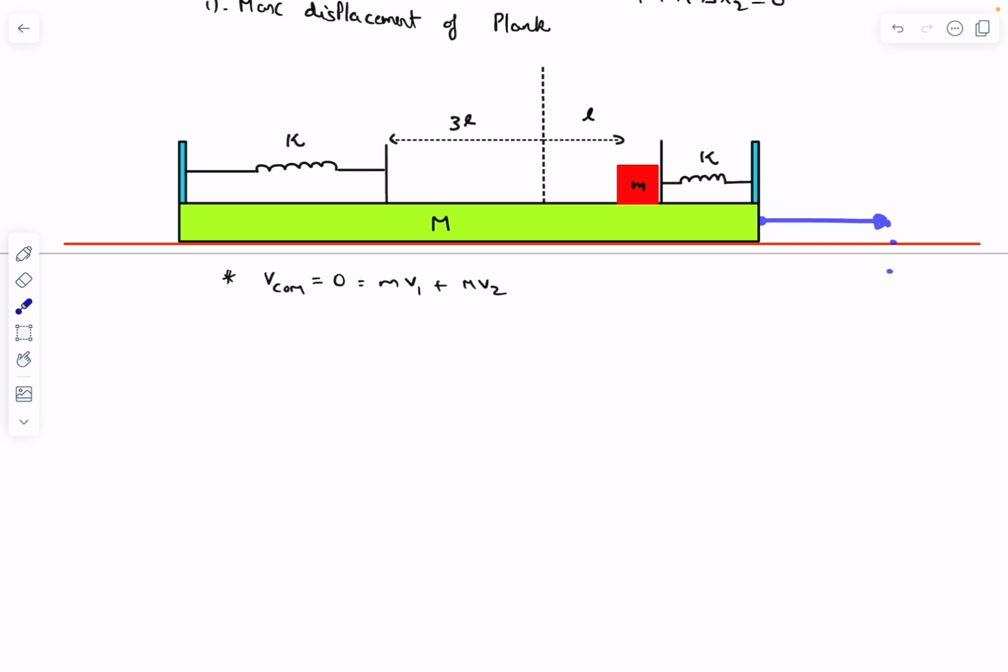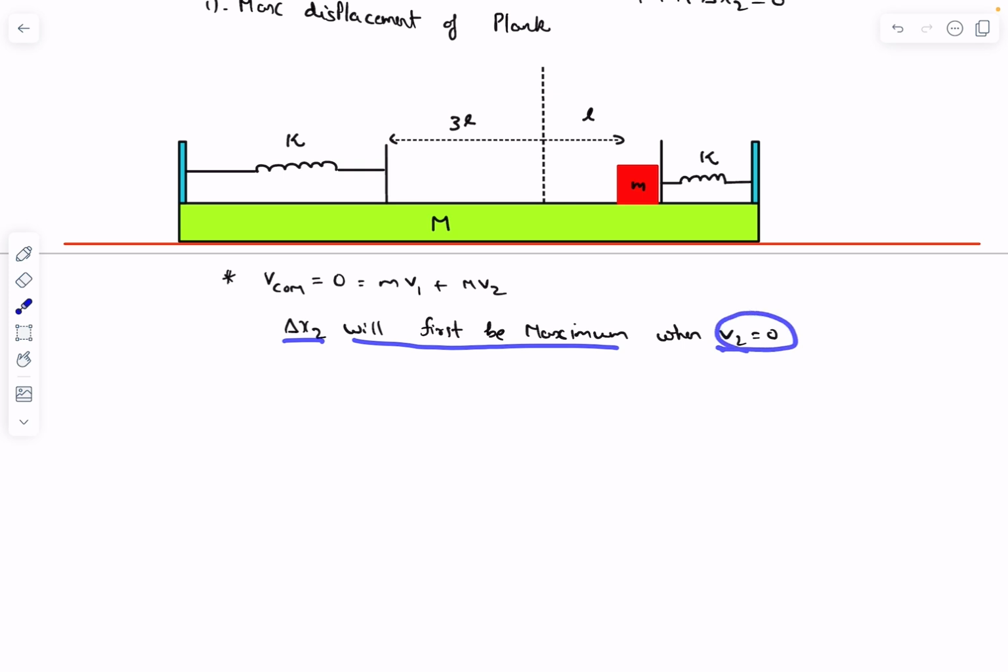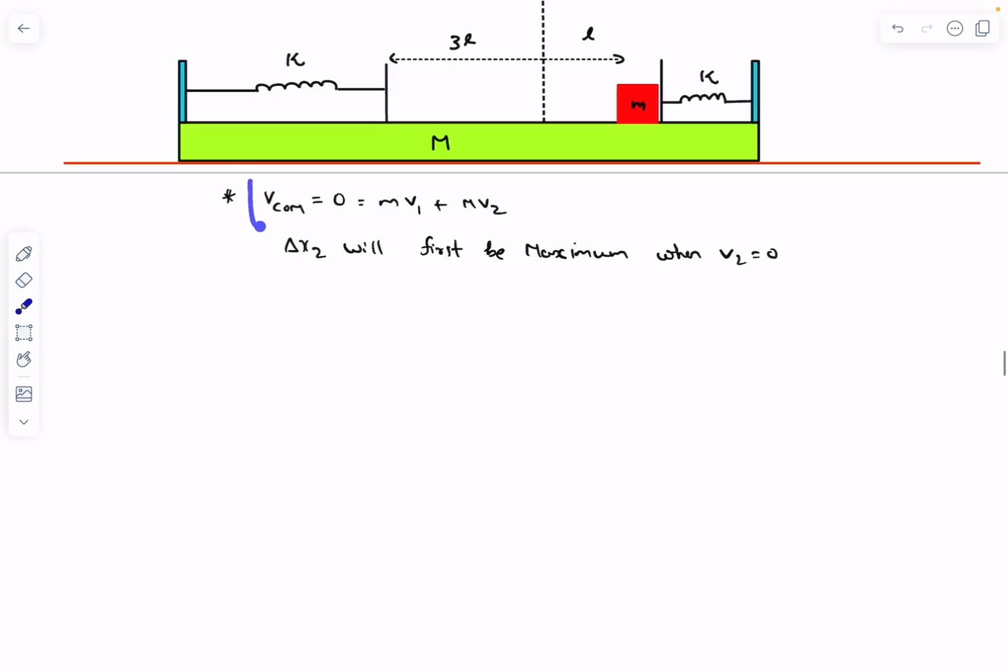So its maximum displacement, or delta x2 max, will basically be when v2 equals 0, right? It will start moving to the right and it will stop when its velocity is 0. So in short, delta x2 will be maximum when the velocity of the plank becomes 0. But according to this particular equation, if v2 is 0, then v1 also should be 0. So the initial kinetic energy of the system is 0 and the final kinetic energy is also 0. But we know energy is conserved here, right?